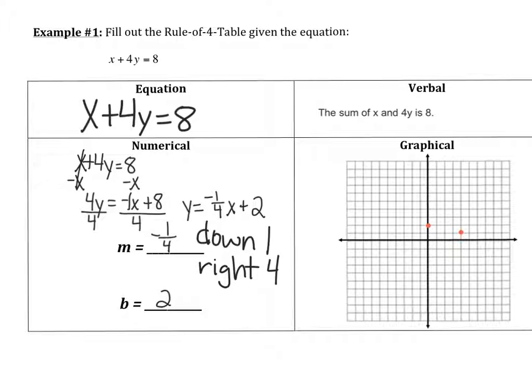2 points determine a line. I could continue this trend. I could just keep counting down 1 and to the right 4 to find the other points, but I really only need 2 to graph the line. So once I have those 2 points, all I got to do is connect it with a nice straight line. And there you have it. There is our line for x plus 4y equals 8 using the slope of negative 1/4 and 2.